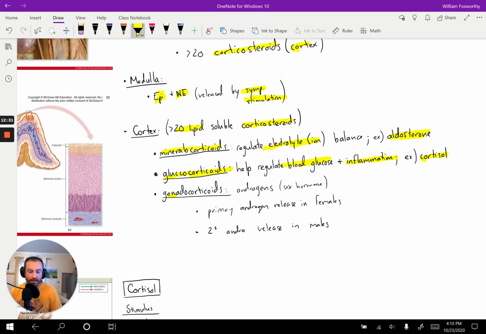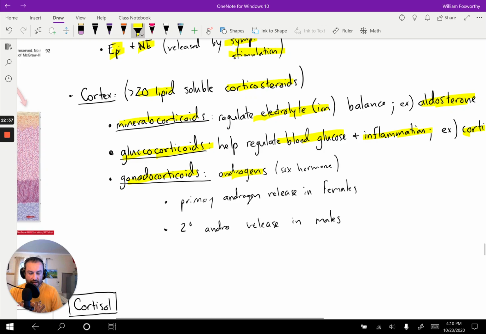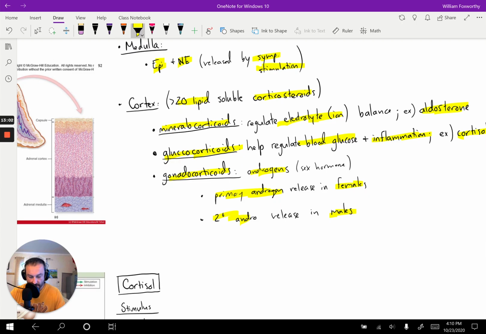Then the gonadocorticoids produce androgens, which are male sex hormones like testosterone. In the female, this is the primary, not the only, but the primary area of androgen release. That's why females have testosterone, because they are making testosterone in the adrenal glands as well as some in their ovaries. It's a secondary area of androgen release in males because, of course, the testes are making most of the testosterone and other androgens in males.